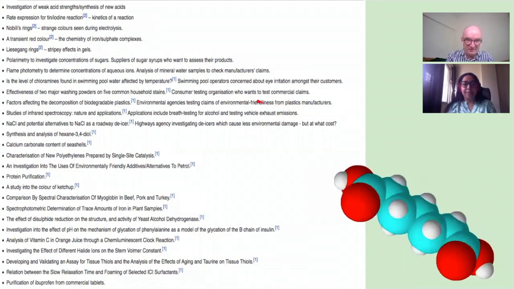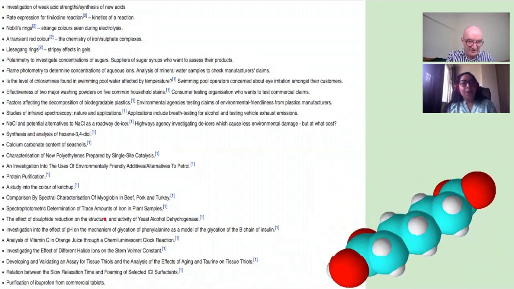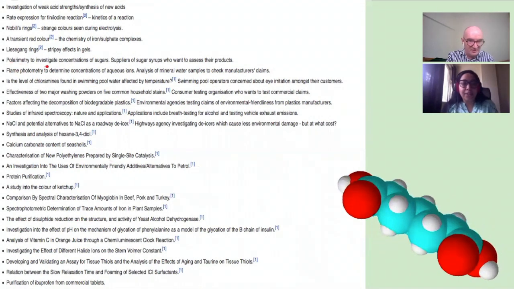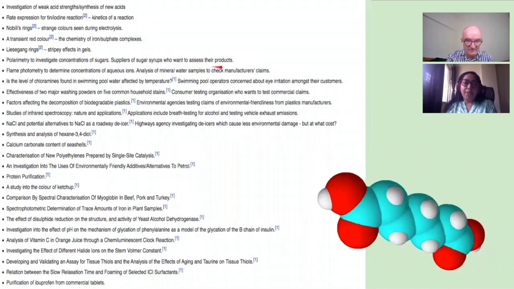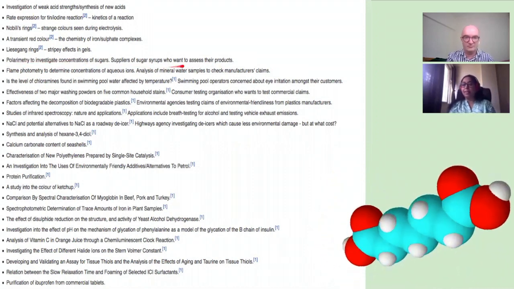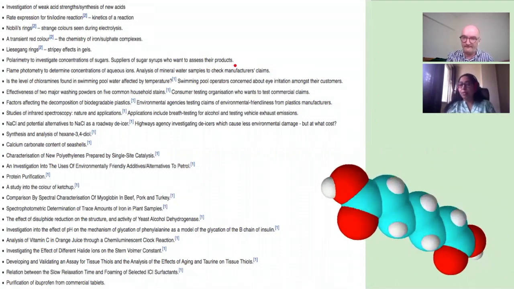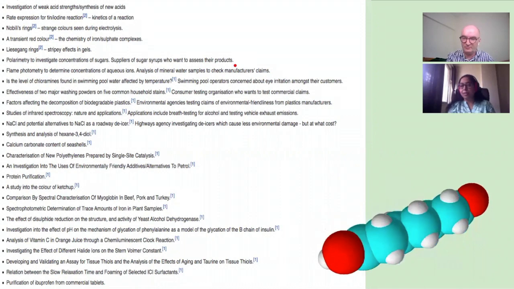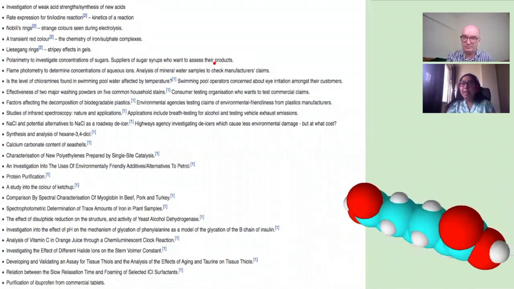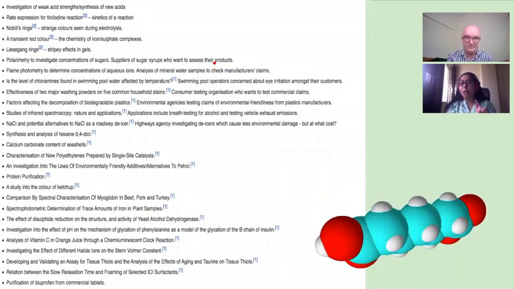Let's have a look at a couple of these, Miss Manglani, if this is okay with you. Yeah. Look at the one on polarimetry to investigate concentrations of sugars. Suppliers of sugar syrups who want to assess their products. Basically, there are sugar industries around the world, and some people would like to assess the quality or the concentration of the sugar syrups that we have. But again, it should not be like comparing the brands of different sugar syrups. So you have to be cautious here.